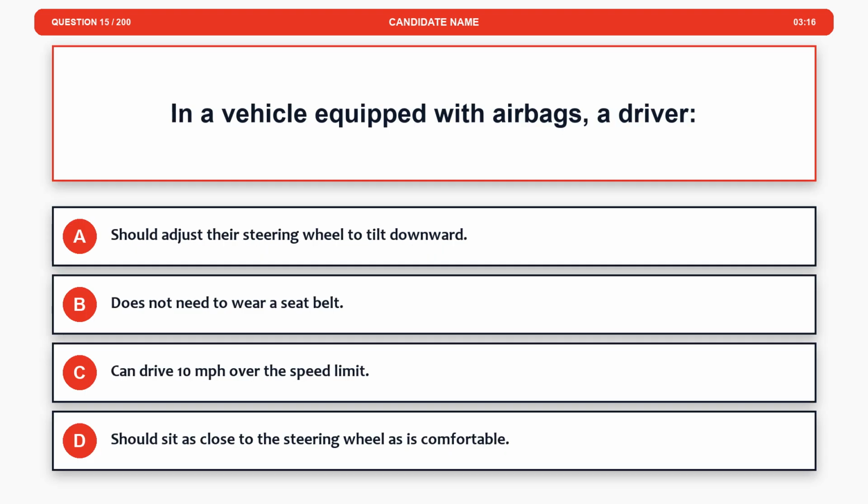Question 15. In a vehicle equipped with airbags, a driver. Option A. Should adjust their steering wheel to tilt downward. Option B. Does not need to wear a seat belt. Option C. Can drive 10 miles per hour over the speed limit. Option D. Should sit as close to the steering wheel as is comfortable.